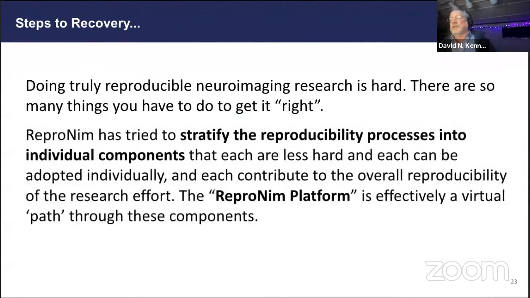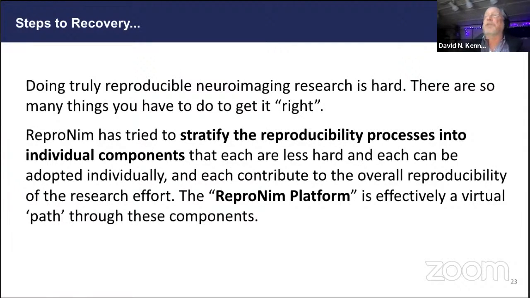And that's hard. So one of the things ReproNim has also tried to do is to stratify the process into individual components, each of which individually are not as hard as the whole thing, and each can be adopted individually, and each contribute to the overall reproducibility of the research effort. So the ReproNim platform is a sort of a virtual path through lots of different components that we try to improve, piece by piece, one's ability to do these things, just because it'd be hard to do everything at once and start a whole new study and do it this way.